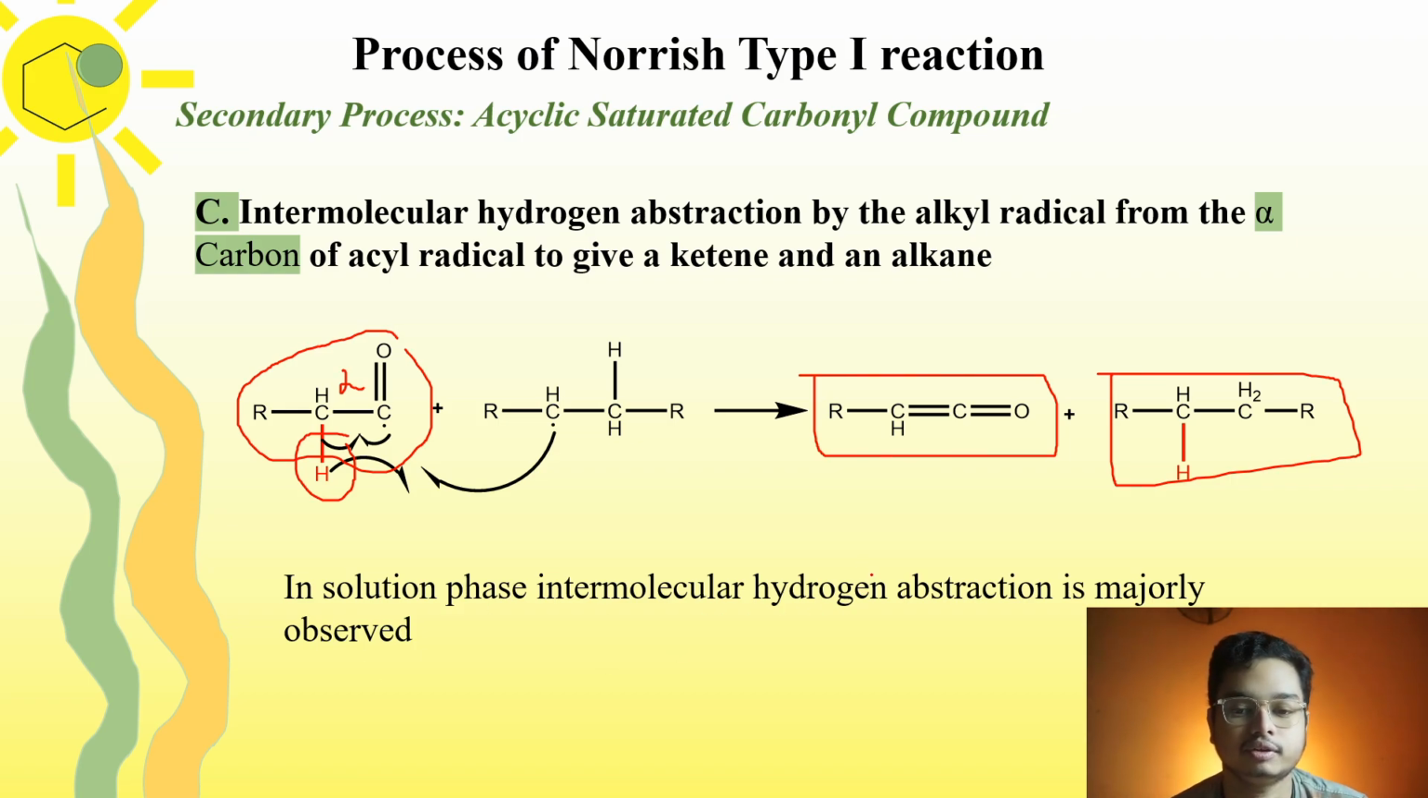Like initially, when the hydrogen is captured from the acyl radical, then ketene formation takes place. Otherwise, if the hydrogen is captured from the beta carbon of the alkyl radical, or we can say the beta hydrogen of the alkyl radical, then alkene and aldehyde are formed.